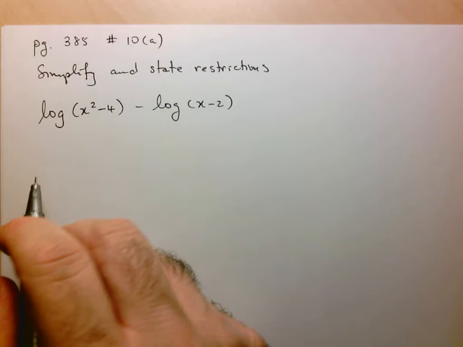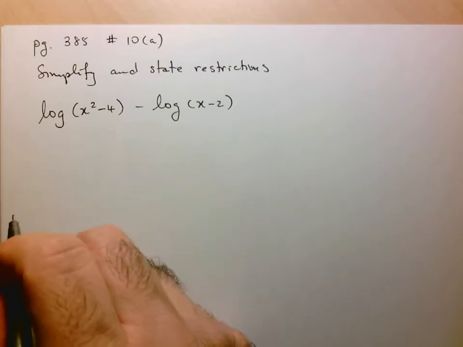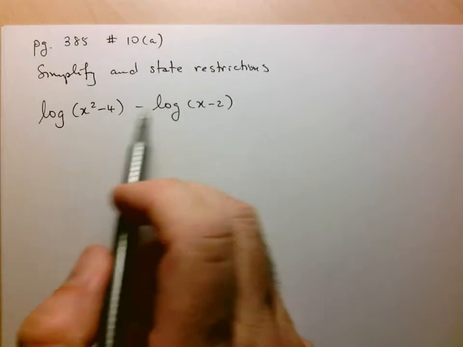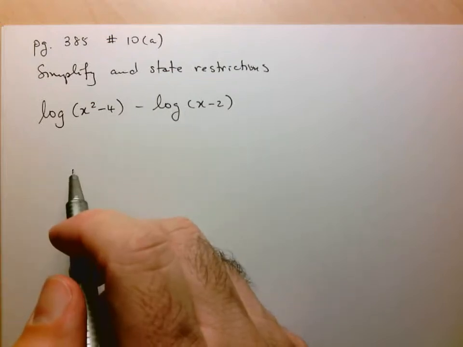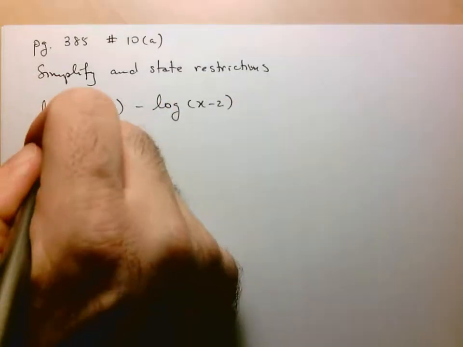Okay, so here's our expression, and hopefully the first thing you notice is that the base in each of these logarithms is the same. They're both base 10. I've got a subtraction of two logarithms, so hopefully that makes you think of our second law of logarithms. So I'm going to apply that here.